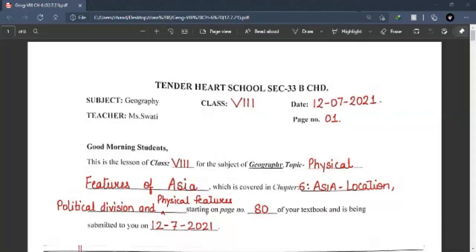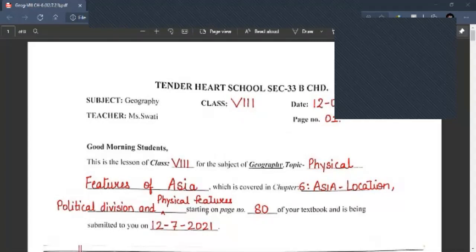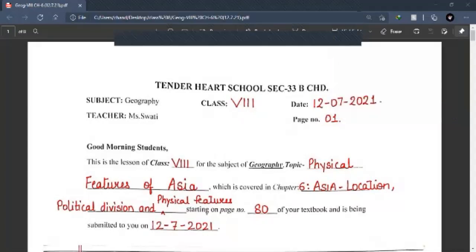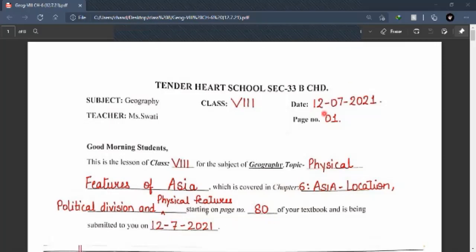This is the lesson of class 8th for the subject of geography. Topic: Physical features of Asia, which is covered in chapter 6, Asia, location, political divisions and physical features, starting on page number 80 of your textbook, and is being submitted to you on 12th of July 2021.